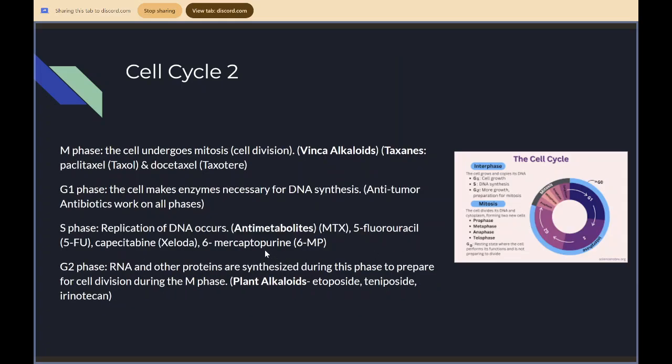All right, continuing with the cell cycle, we have the M phase. The taxanes are going to be paclitaxel, brand name Taxol, and docetaxel or Taxotere. On the right, you'll see another graphic. This one has different colors labeling the different parts of the cell cycle. And for S phase, 5-fluorouracil, Xeloda, and 6-MP also act in the S phase. And then in the G2 phase, we talked about the plant alkaloids.